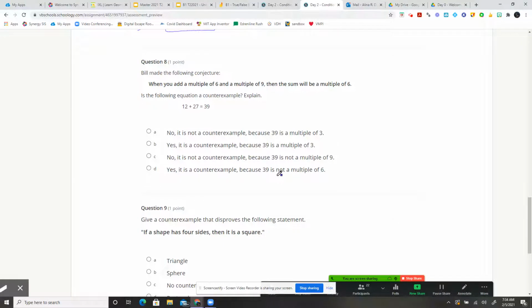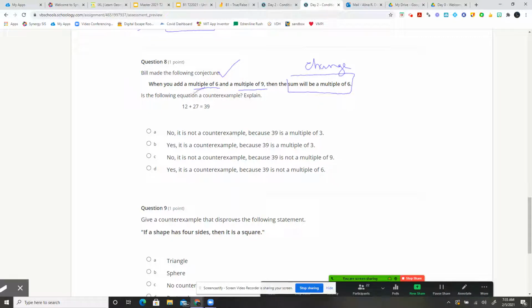Number 8 is usually the one that most people have a hard time with, and it's just a weirdly worded question. When you add a multiple of 6 and a multiple of 9, that's my hypothesis. So I need that to be true. Then the sum will be a multiple of 6. This is my conclusion. This is what needs to change. Okay? So I still need a true statement, but I need the ending to be different than this ending.